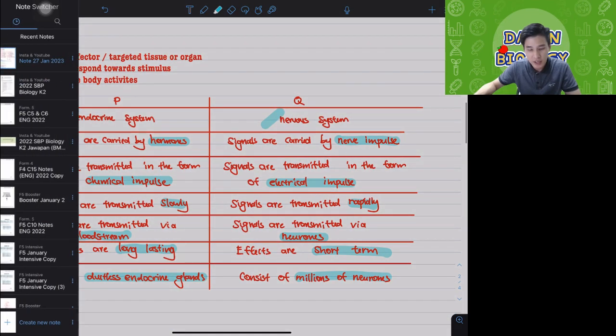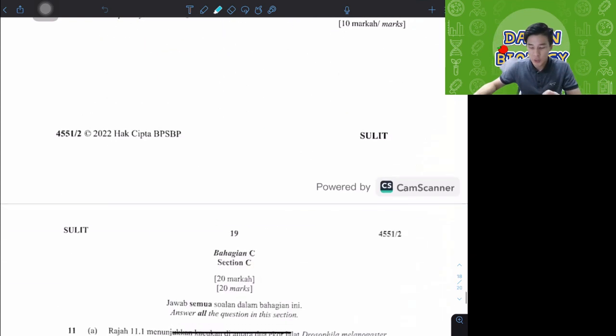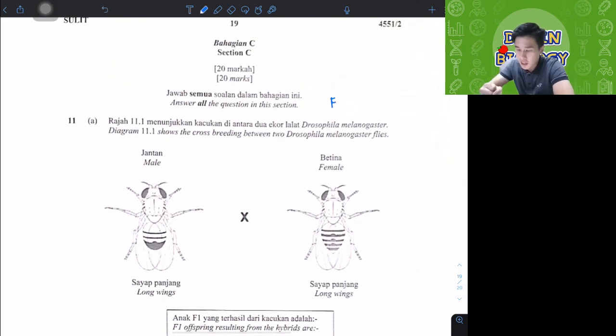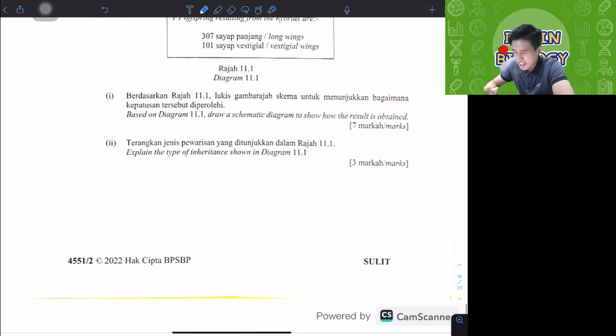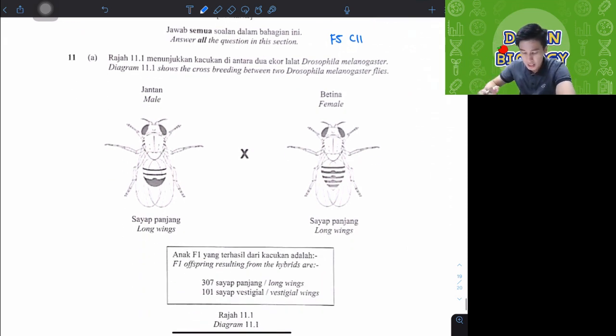Alright, now once you finish with this, last question. Question 11. So this is Form 5 Chapter 11. Got mixed a little bit, I think. Yeah, mixed a little bit with Chapter 12, but mainly here is all Chapter 11. But 11 usually I expect it to come in structure rather than essay. But never mind. Let's do this.